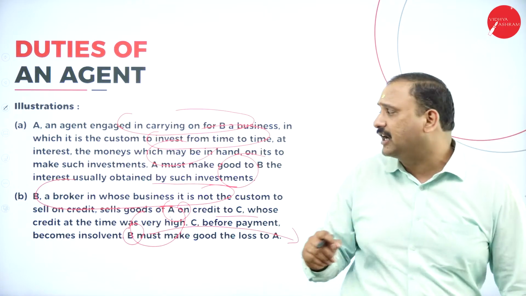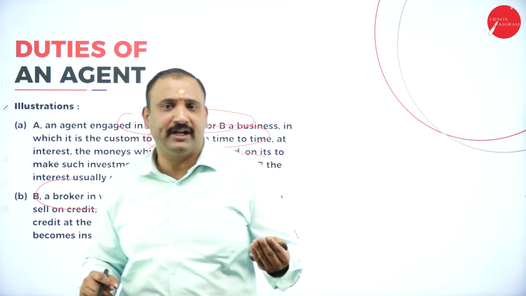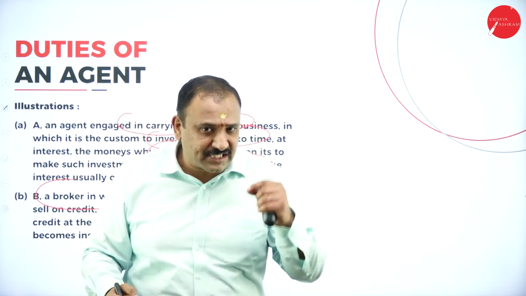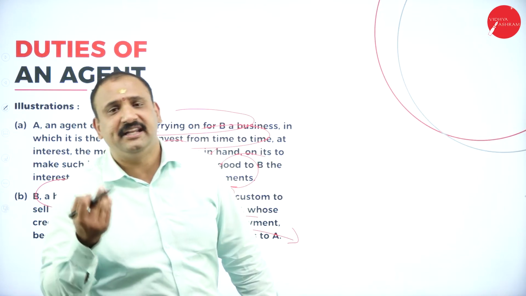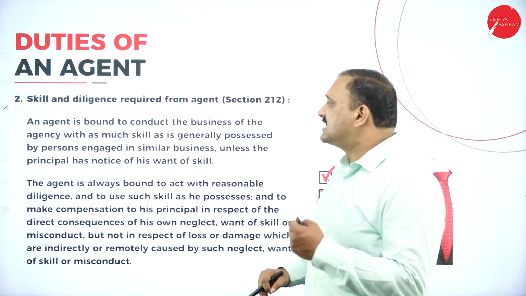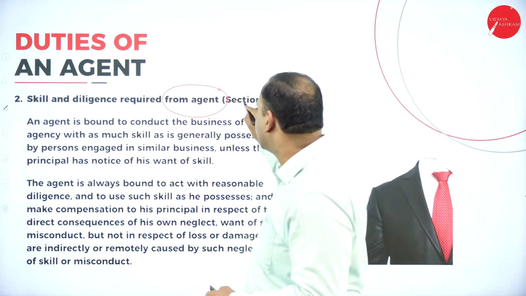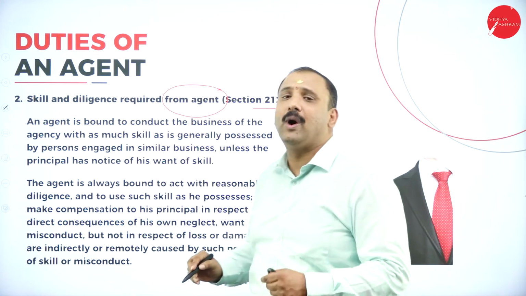If the profit accrues, he has to go and put it back to his account. He has to account for it to the principal. If there is a loss made by the agent, then he has to compensate back for that loss. Followed by skill and diligence required from the agent. It is given under this Section 212.